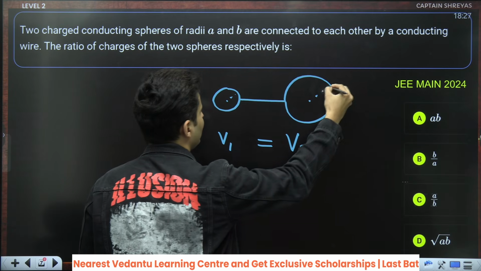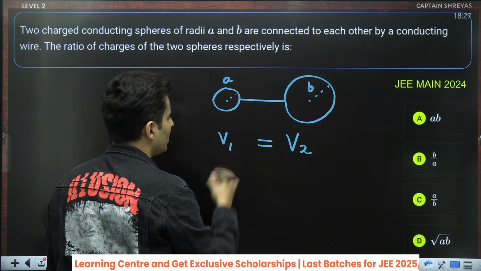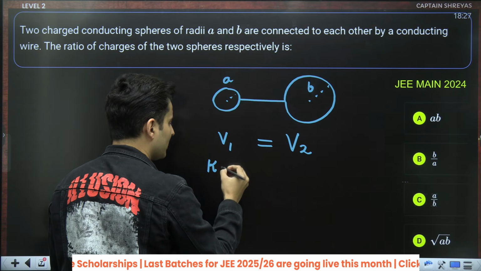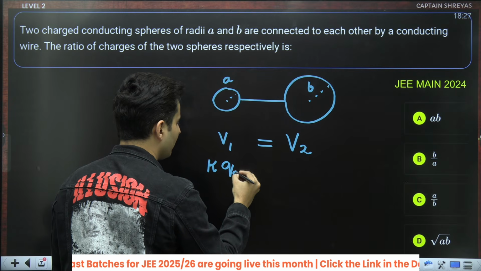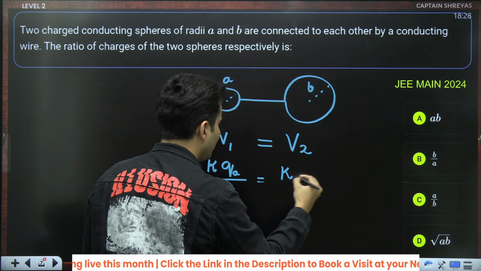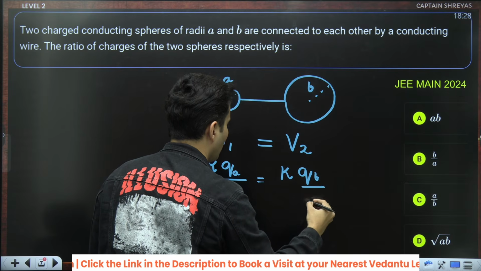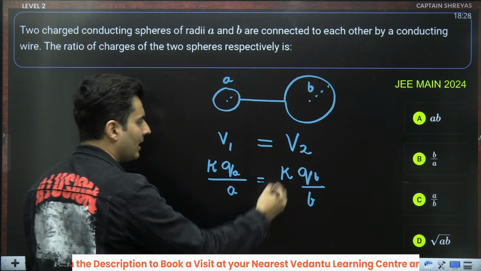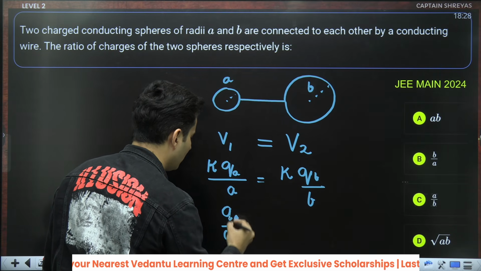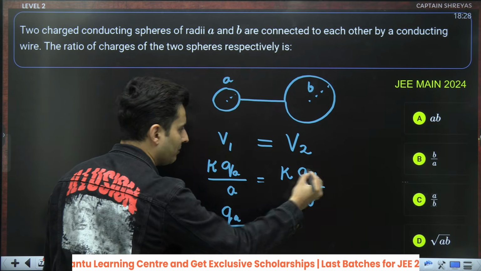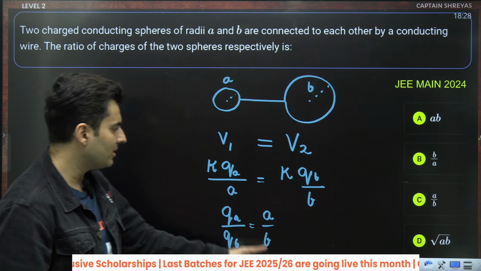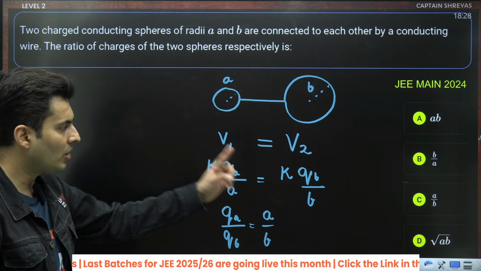This has some radius, this has another radius, A and B. So what is the voltage of any conducting sphere? It is Coulomb's constant times the charge on that sphere upon the radius of that sphere, which in this case is A. Same way, K times the charge on that sphere upon the radius, which is B. K gets cancelled. QB can be shifted below QA, and I can shift this A to the top in the numerator. B remains over there as it is. So the ratio of the charges is the ratio of the radii itself. So it is option C.